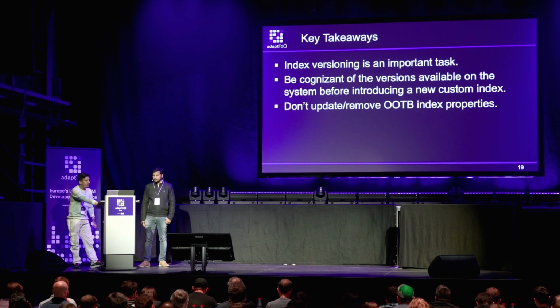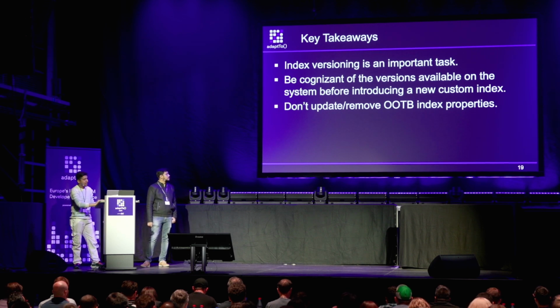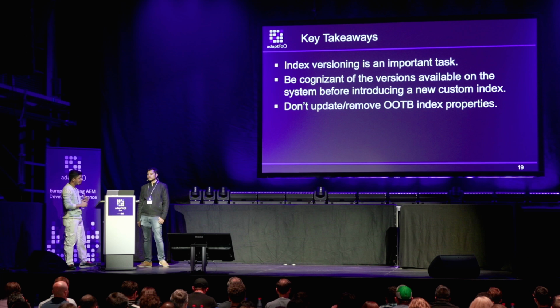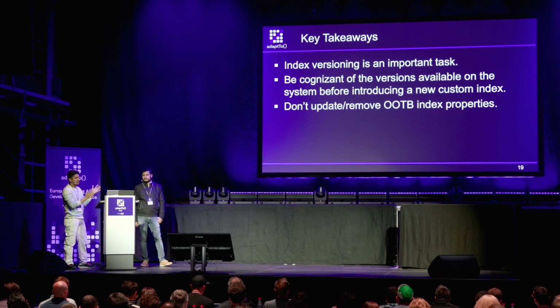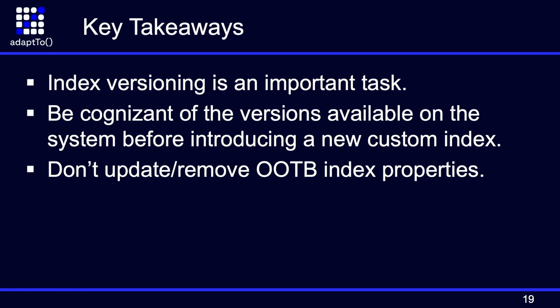Okay, so now I'll talk about some major takeaways from this talk. First of all, as we've said multiple times, index versioning is a very important task. We need to be cognizant of the versions available on the system before introducing a new custom index. Otherwise, it'll lead to failed deployment pipelines, and we'll have to fix and rerun again, and it comes at a cost. And the last thing, do not update or remove out-of-the-box index properties. When we do so, effectively, we could lead to hampering in the out-of-the-box functionalities.